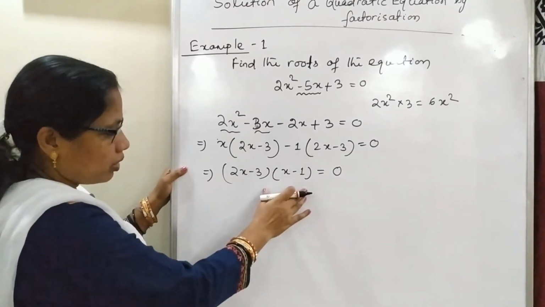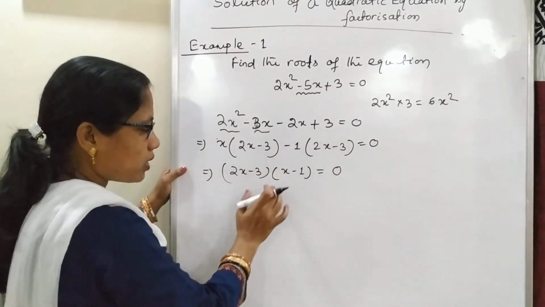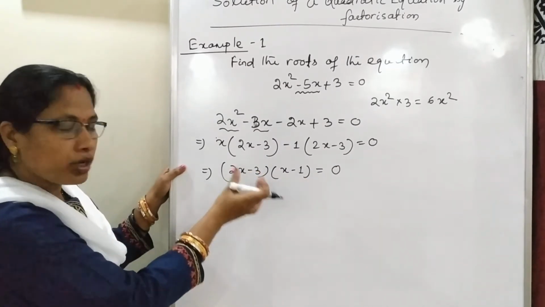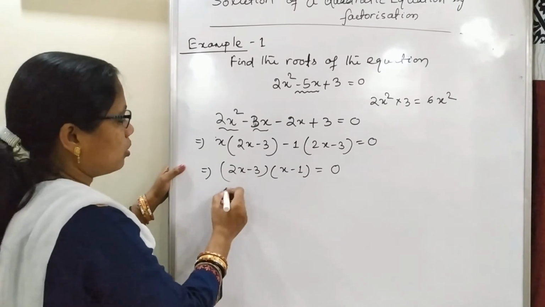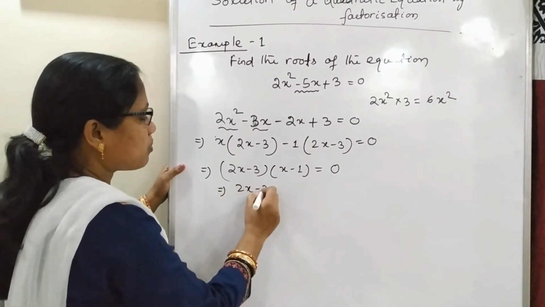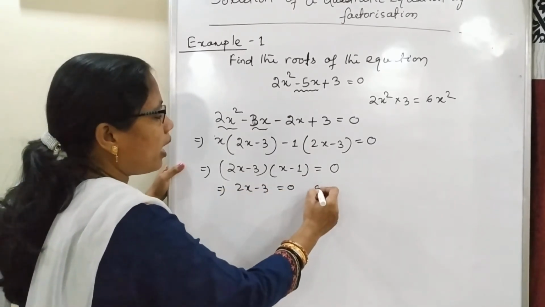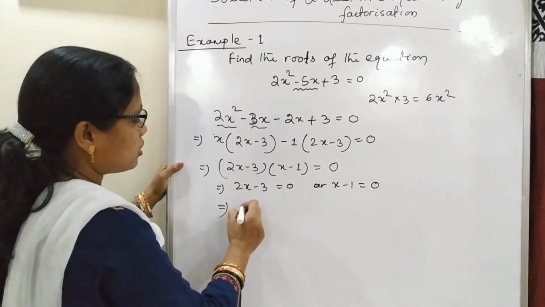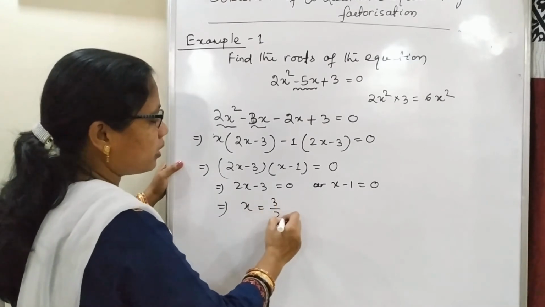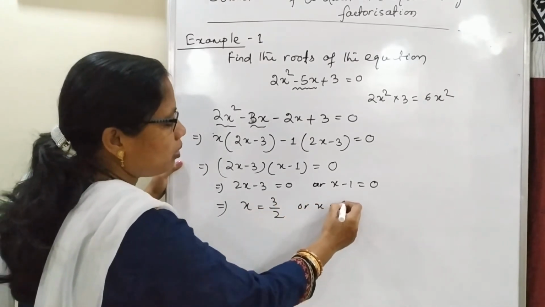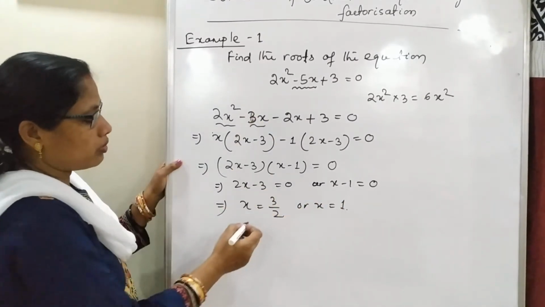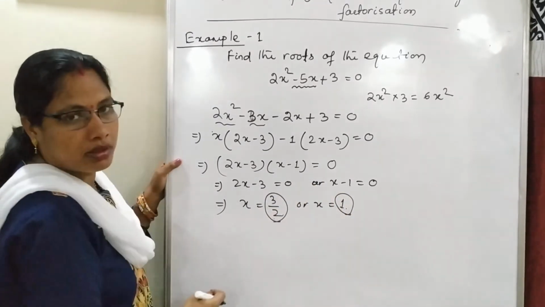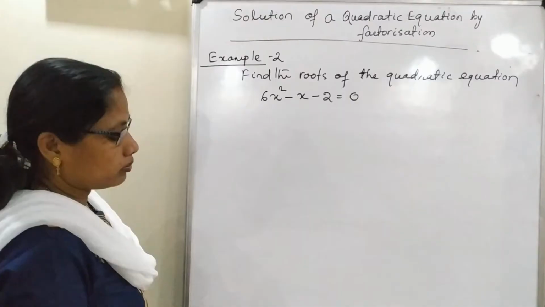So here we convert this quadratic equation into 2 linear factors and then we equate each factor to 0. So this implies 2x minus 3 is equal to 0 or x minus 1 is equal to 0. So x is equal to 3 by 2 or x is equal to 1. So this quadratic equation has 2 roots, that is 3 by 2 and 1. Let us solve the next example.